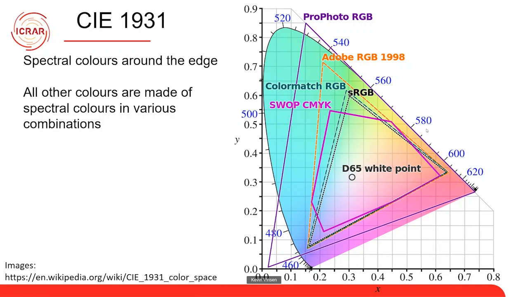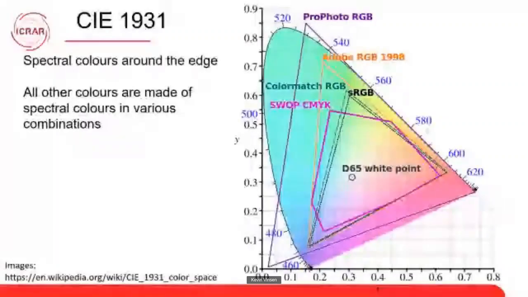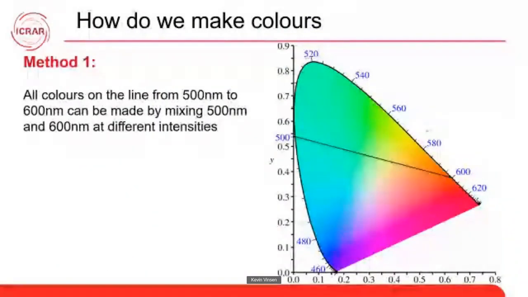So what you're seeing is a trick. If you move from one color scheme to another color scheme, so if you take an image, put it into a Word document, and then maybe generate an Adobe PowerPoint from it, or pass that image into Adobe's Illustrator, it can change the RGB palette underneath it. So what you're seeing isn't necessarily what's real. All colors on the line from 500 nanometers to 600 nanometers can be made by mixing 500 nanometer and 600 nanometer light at different intensities.